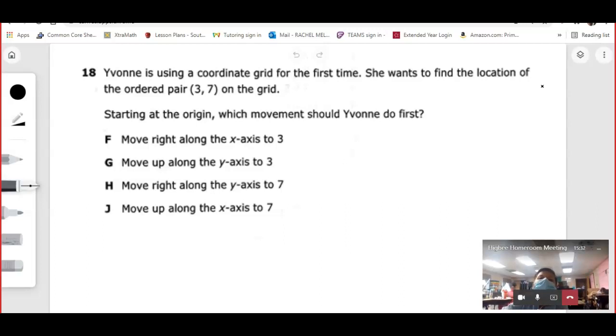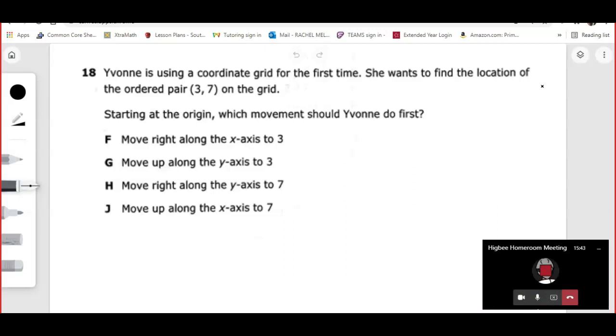Okay, who would like to read the question? Anthony, go ahead. Yvonne is using a coordinate grid for the first time. She wants to find the location of the ordered pair 3, 7 on the grid. Starting at the origin, which movement should Yvonne do first?